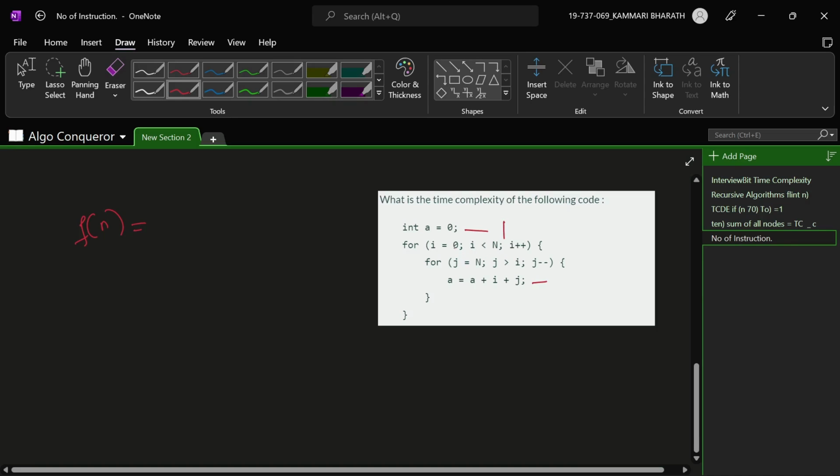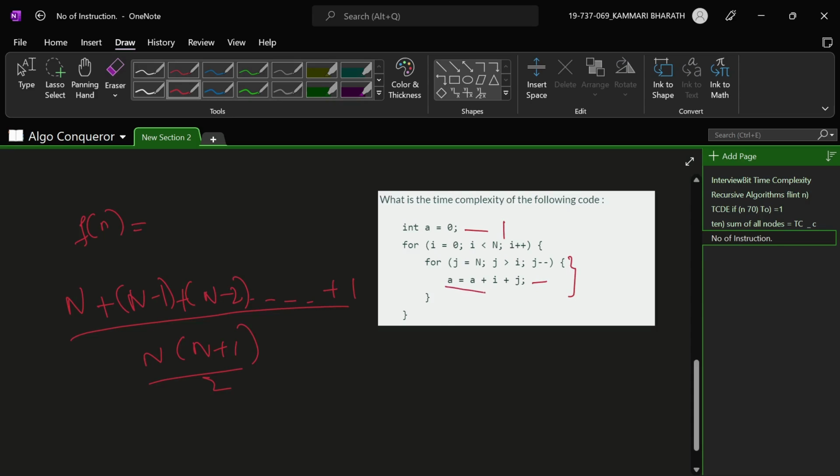For i equal to 0, how many times will this loop be executed? It executes n times. And for i equal to 1, it executes n minus 1 times, and then n minus 2, and so on, until i becomes n minus 1, and this loop will be executed once. So this is nothing but the sum of natural numbers, 1 plus 2 plus up to n. The sum of natural numbers is n into n plus 1 by 2.